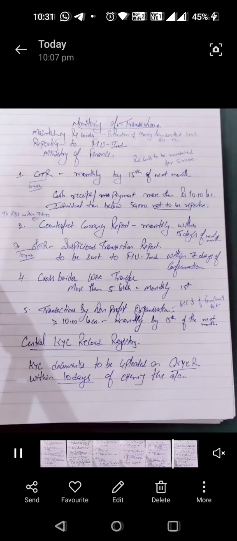Then we have monitoring of transaction, maintaining records. As per PMLA Act, reporting need to be done to Financial Intelligence Unit India, that is FIU India. It comes under Ministry of Finance. There are 5 types of reports: cash transaction report, counterfeit currency report, suspicious transaction report, cross-border wire transfer report, and transaction by non-profit organization. All these reports need to be reported to the Financial Intelligence Unit India monthly by 15th of the succeeding month. Okay, it is common for all, 15th of the succeeding month.